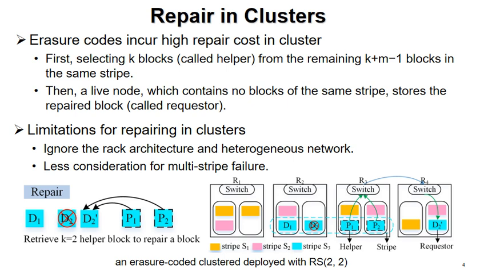With RS(k,m) codes, the typical repair process of a lost block is as follows. First, select k blocks, called helpers, from the remaining k plus m minus 1 blocks in the same stride. Then, a node which contains no block of the same stride stores the repaired block, called the requester. This is also to ensure rack-level fault tolerance.